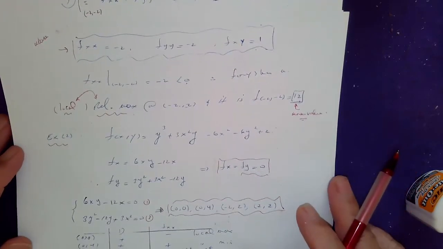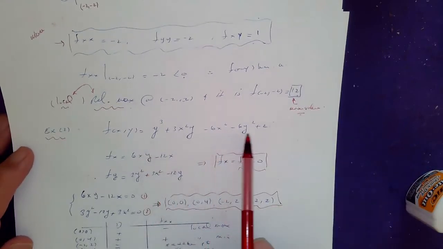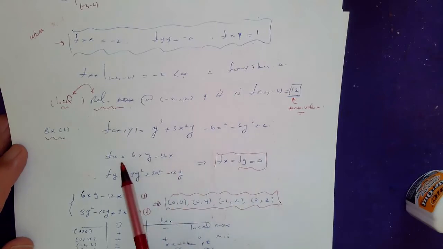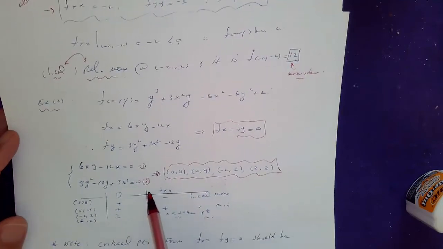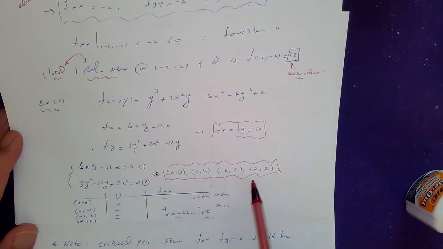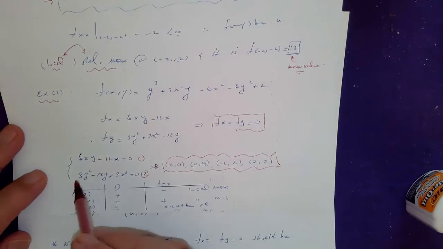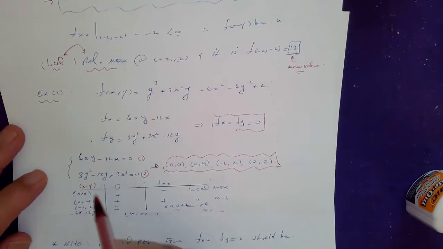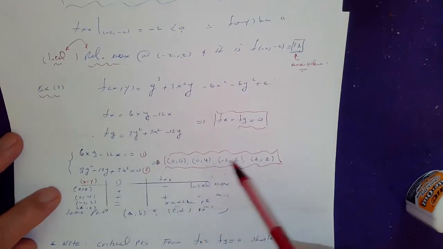Then you have to test drive them all. So let's say this is your function. You took the partials and set them equal to 0, and lo and behold, the system of equations, not necessarily linear, gave you 4 critical values. So what do you do? You list them all in a table, organize them. So you got (0, 0), (0, 4), (-2, 2), and (2, 2).